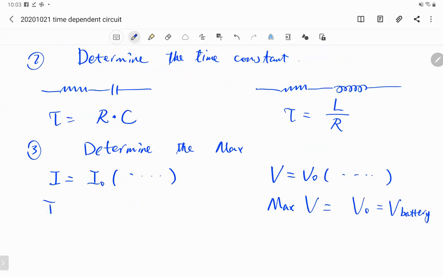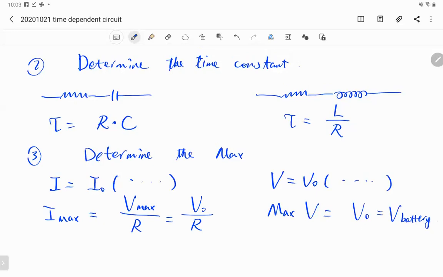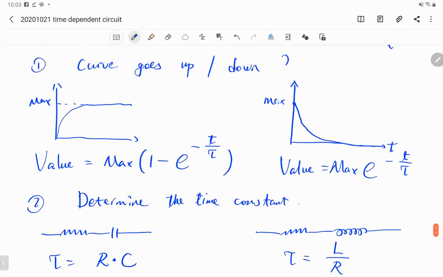And the maximum current is the maximum voltage over the resistance. So that will be the battery's voltage over the resistance. So this is a trick. I think if you follow the three steps, then you will figure out how to get the expression of a time-dependent circuit.